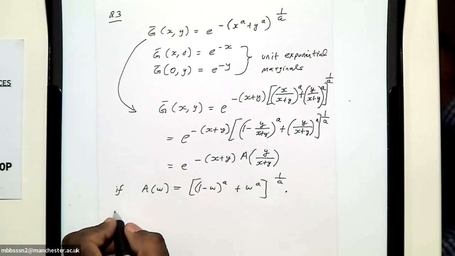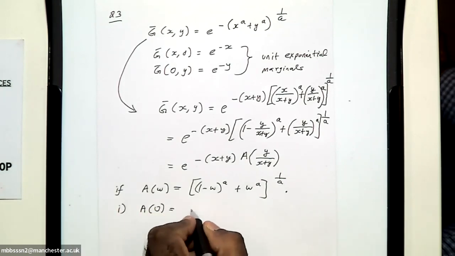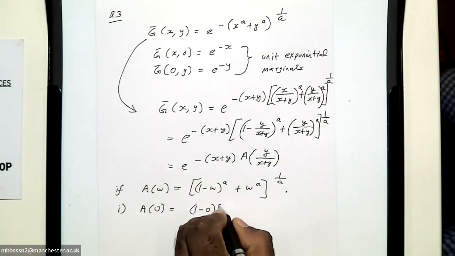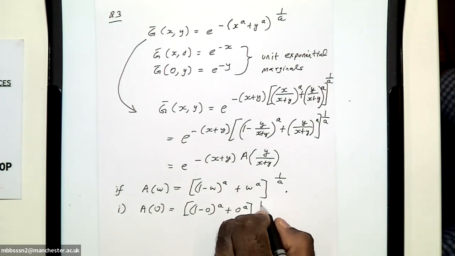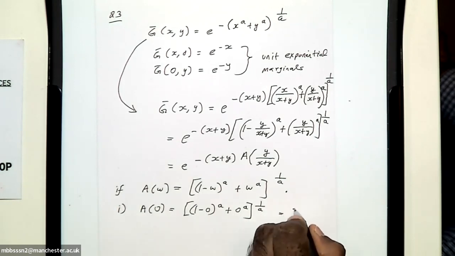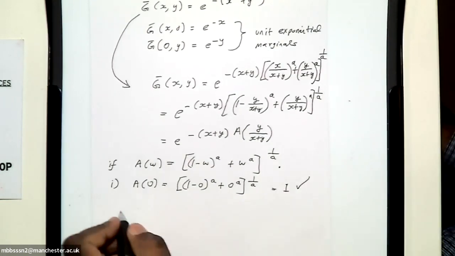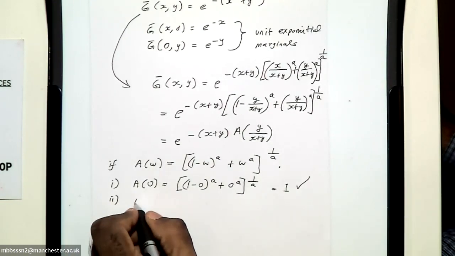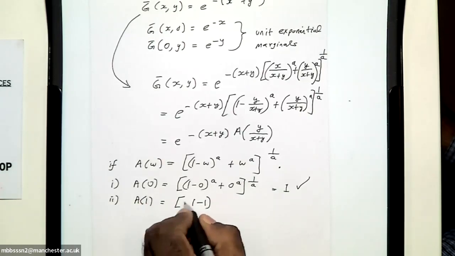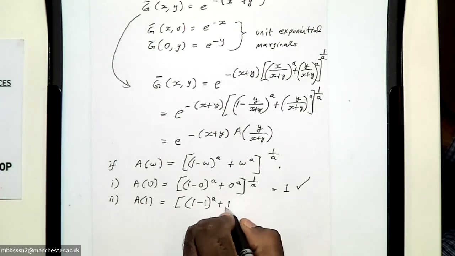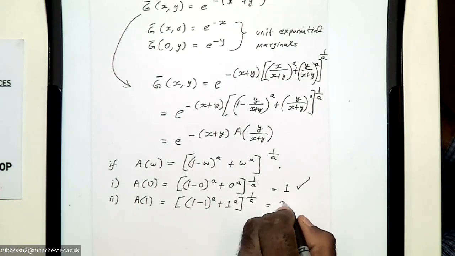Now let's check the four conditions. The first condition is A of 0. A of 0 is 1 minus 0 to the power A plus 0 to the power A, and this is clearly equal to 1. Okay, so condition 1 is satisfied. Condition 2, A of 1, which is 1 minus 1 to the power A plus 1 to the power A, and this is also equal to 1.